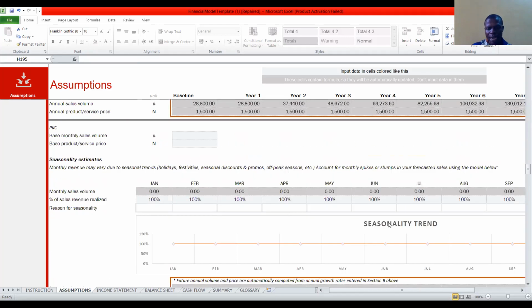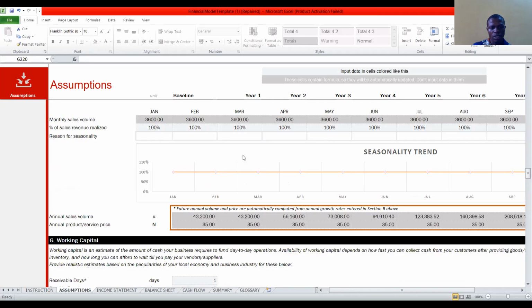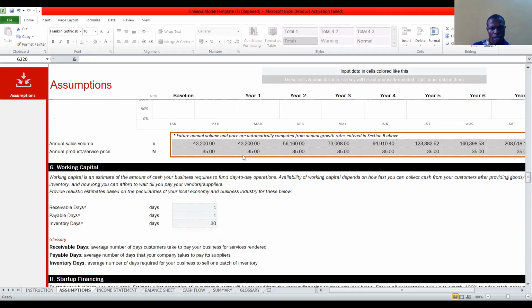The next is palm kernel cake. For palm kernel cake, 3,600 kg per month, 35 naira per kg. Okay, that's good.